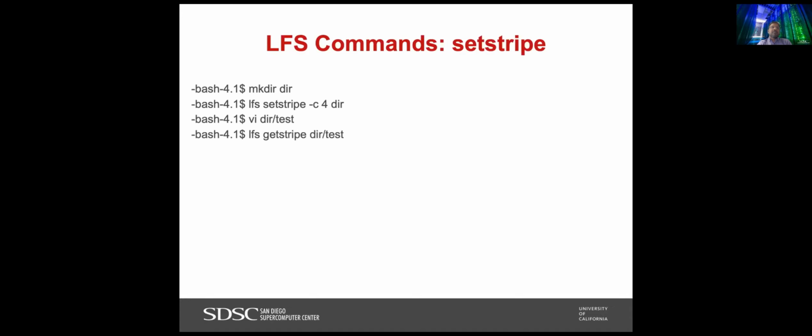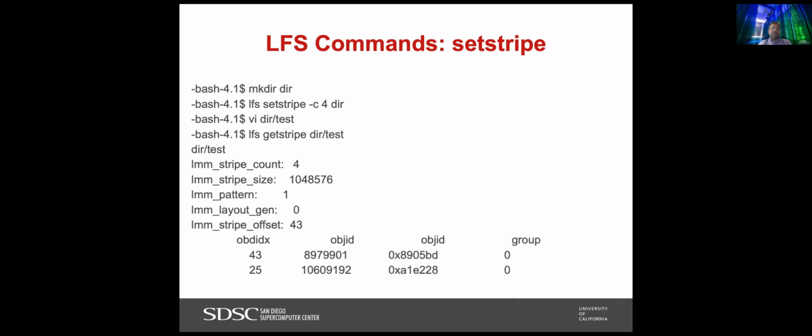So this is an example that shows you how to set the stripe on a directory. lfs setstripe -c, the count, and the directory name. And then what happens is any file you create in the directory inherits that stripe size.